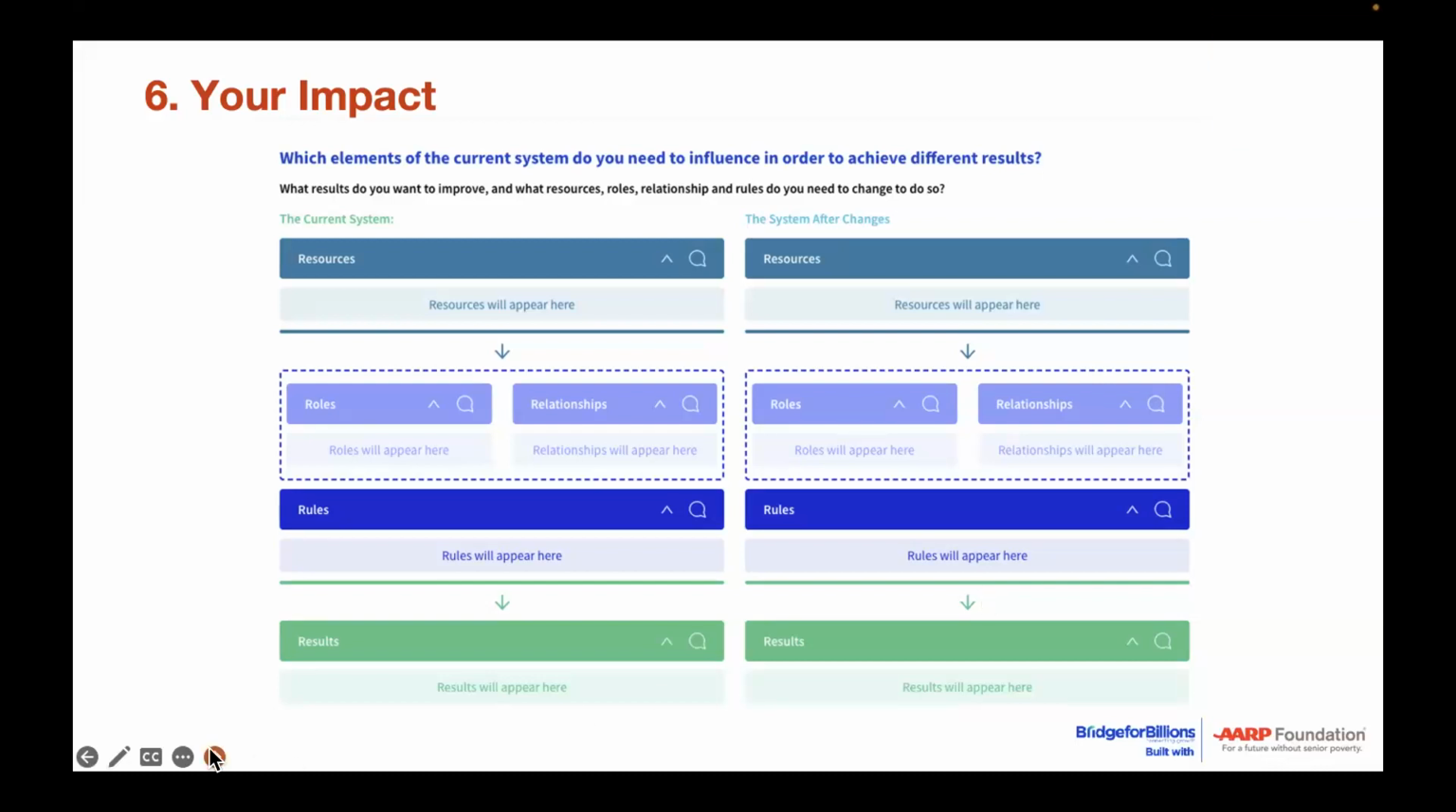Gustavo, I have a question about this. Yes. So in the column of resources from the current system, it is the way they are now. And in the column of resources for the system after changes, everything could change, even though it may be pie in the sky. Yes.